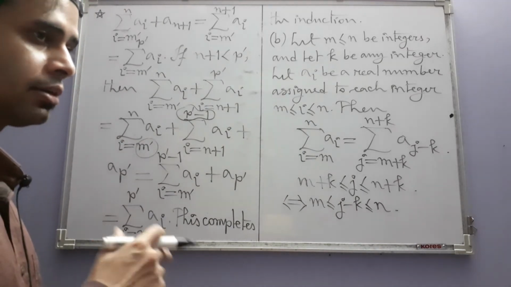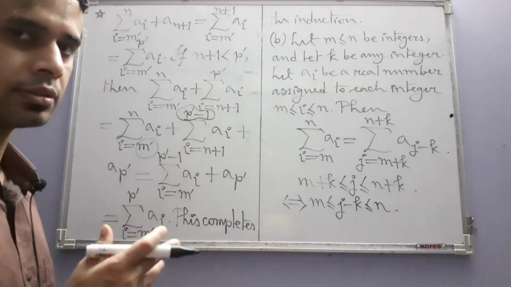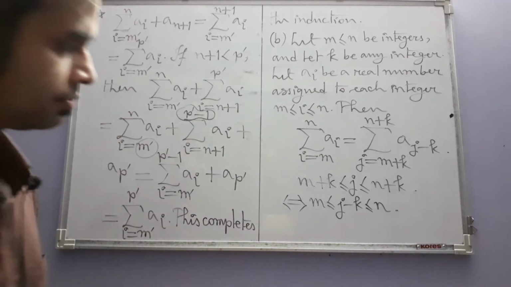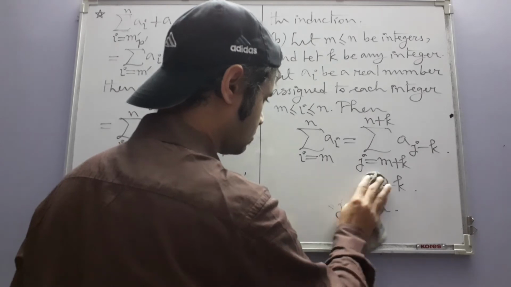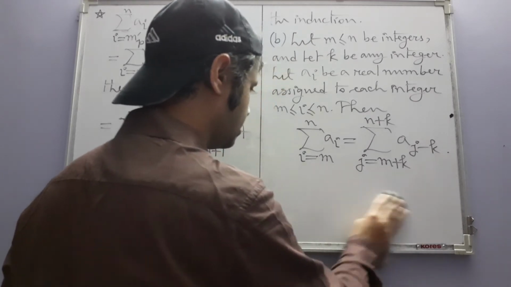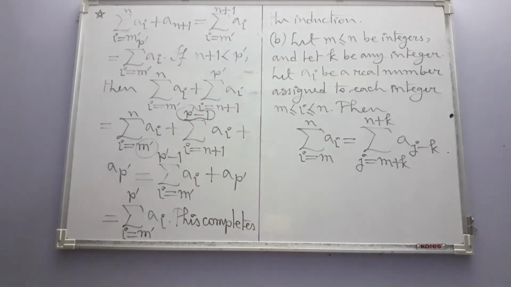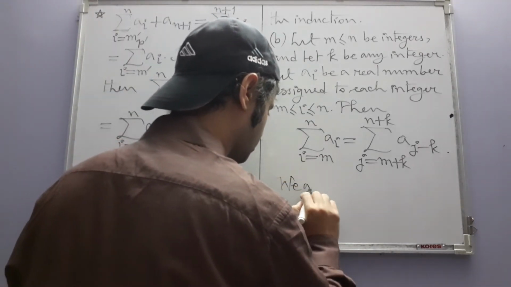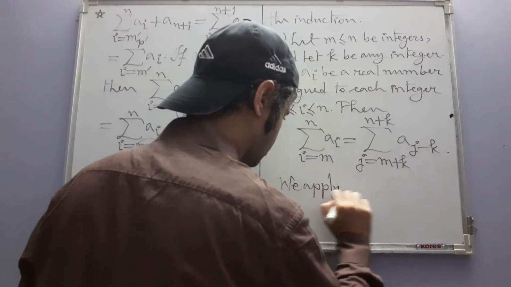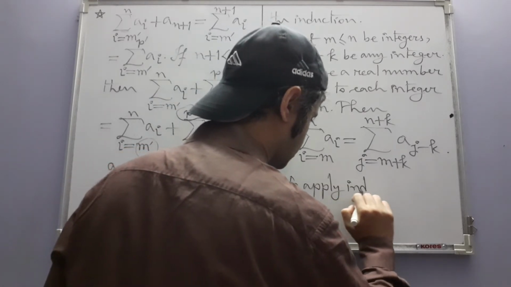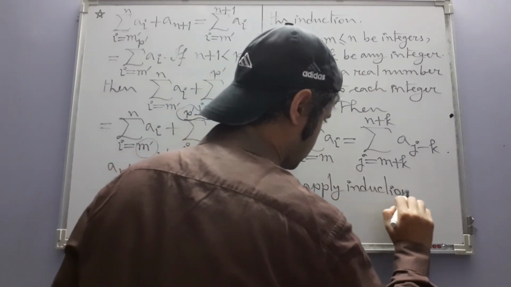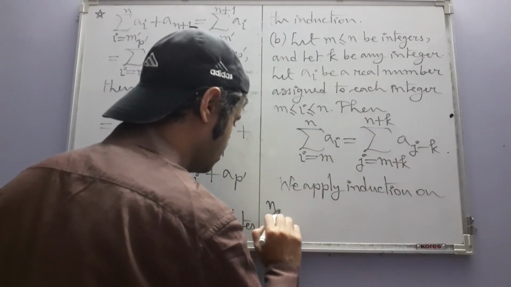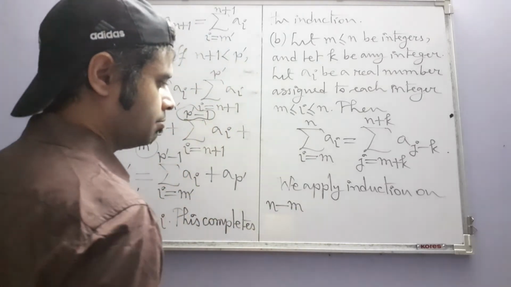But that, you can clearly see, is a vague way of justifying that this is true. We need to prove it. Again by induction, we apply induction on, you can pretty much guess what that will be, n minus m.